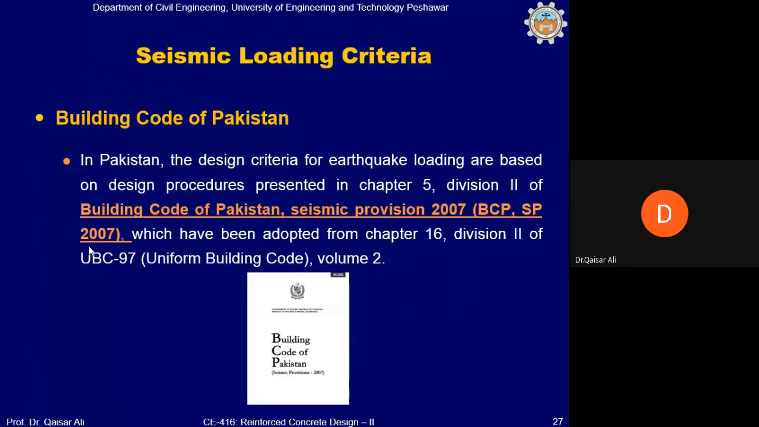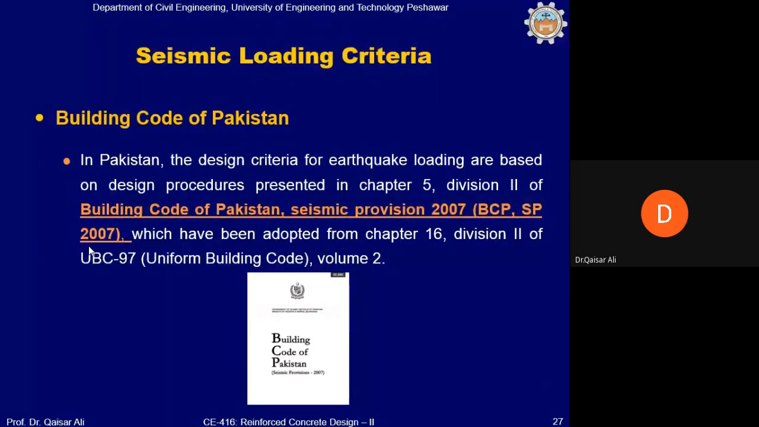Because when we were developing this code, a major earthquake had occurred in Pakistan in 2005. So when we were developing this code in 2006 and 2007, at that time, UBC 97 was the most used code in Pakistan and elsewhere. The different earthquake parameters which are required in UBC 97 were not available in Pakistan at that time, but then we developed those parameters for Pakistan by developing a seismic hazard zoning map, which is now part of the Building Code of Pakistan.